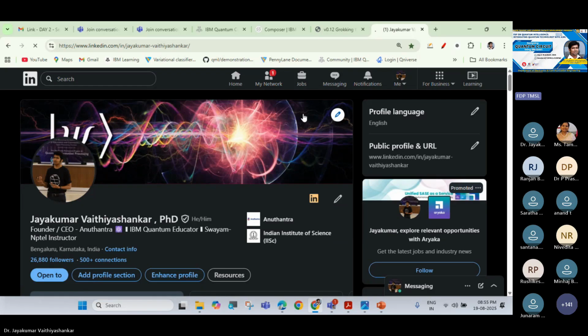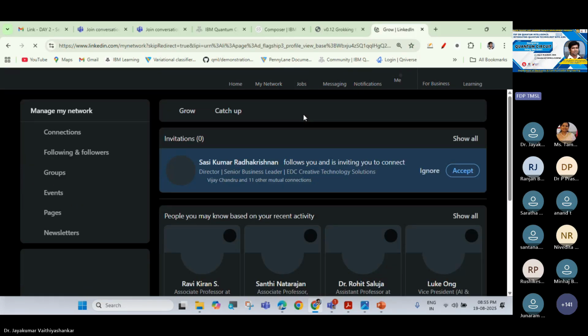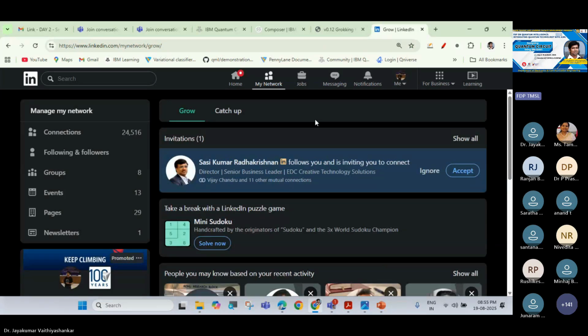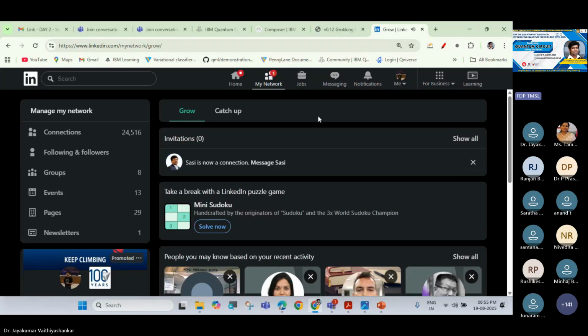Now the session is open for interaction. Participants, if you have any doubts and queries, please raise them. Any question? Any question from the participants' side?